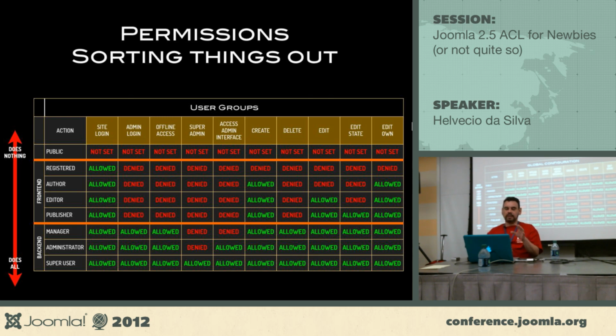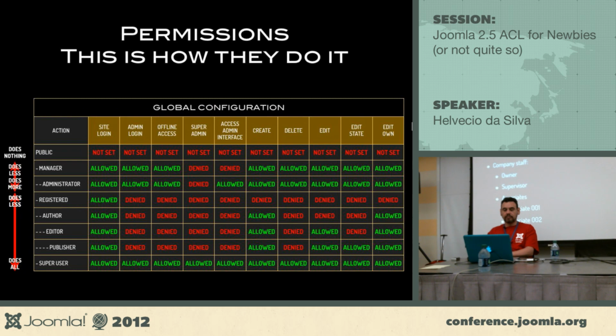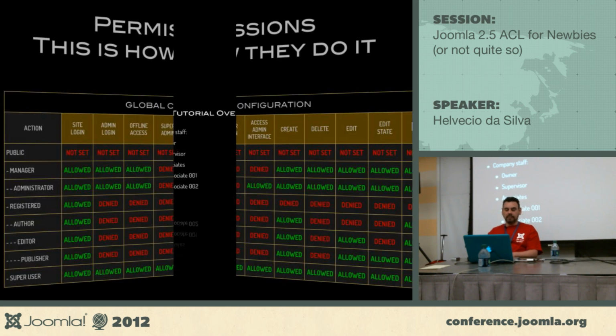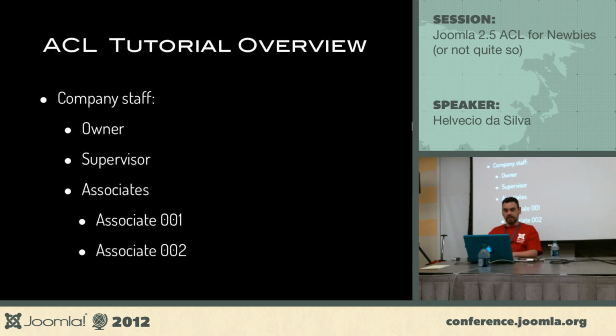I just want to make a point here to see how my crazy mind got to where we're going. This is how it's been done previously. And so I decided to put together a tutorial to make things clearer. I developed this like a company staff, which has an owner, a supervisor, and associates. In this case, we have two associates: associate number one and associate number two.